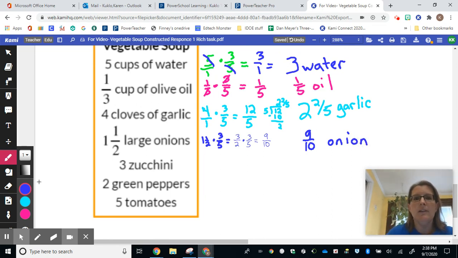Now on your own, see if you can figure out zucchini, green peppers, and tomatoes. How much more are you going to need to add of those 3 vegetables in order to feed 3 more people?